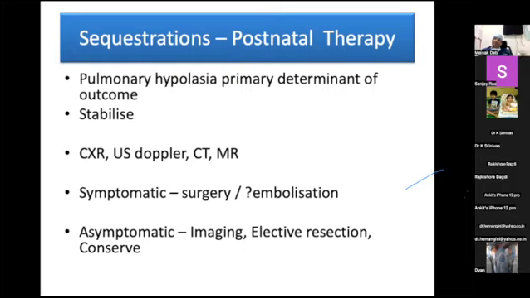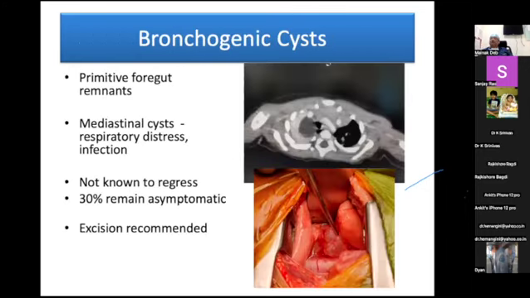What happens with these children is that the degree of pulmonary hyperplasia seems to be the primary determinant of outcome. So these children generally have a benign course. They need to be stabilized. Only the ones with symptoms require surgery. The asymptomatic ones can be conserved. Some of them are known to regress even postnatally after autothrombosis of the systemic vessels, or many of them have been treated with non-invasive methods like embolization. Elective dissection or conservation is a choice that you make. I personally would like to conserve all sequestrations until they supervene with symptoms.